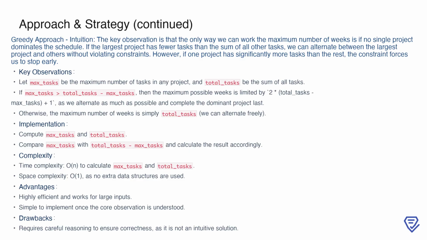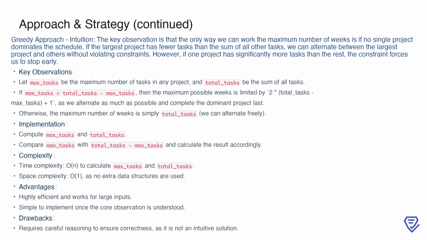Mathematically, let max_tasks represent the maximum number of tasks in any project and total_tasks be the sum of all tasks across all projects. If max_tasks exceeds total_tasks minus max_tasks, the maximum number of weeks is limited to 2 * (total_tasks - max_tasks) + 1, or we alternate as much as possible and finish the dominant project last. Otherwise, the maximum number of weeks equals total_tasks, since we can freely alternate tasks.